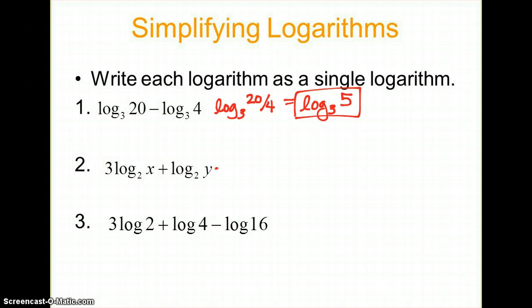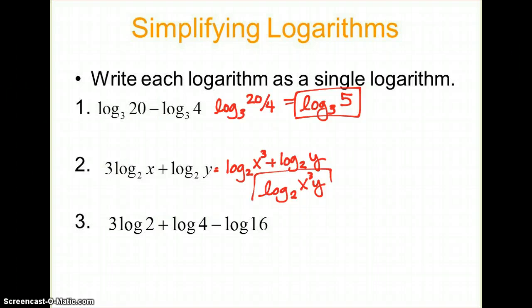So by the power property, I would simply make that log base 2 of x cubed plus log base 2 of y. So all I did was the power property first. Now we're going to do the product. We're going to actually combine the x cubed and the y together. And to write those as a product, we're just going to get log base 2 of x cubed y, right? That's how we write that product. And then I have a single logarithm.